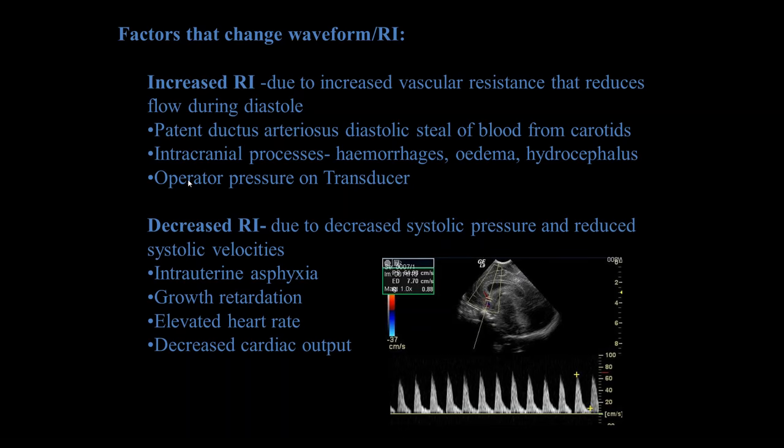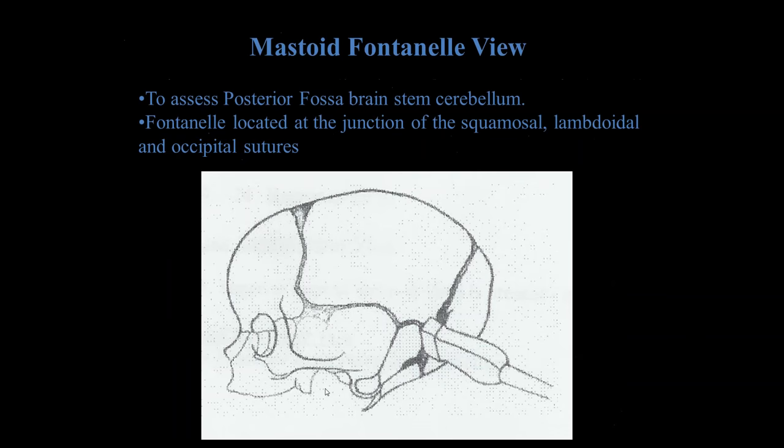A decreased RI, which is generally due to high diastolic flow, is due to intrauterine asphyxia, growth retardation, elevated heart rate, and decreased cardiac output. So intrauterine asphyxia is thought to show this very high diastolic flow, which would be evidenced by a high diastolic flow across here, and that's related to cerebral reperfusion after the asphyxial insult.